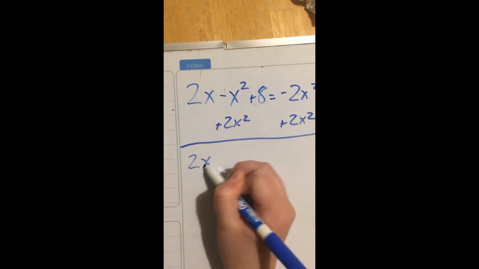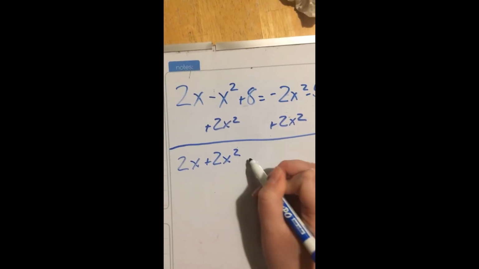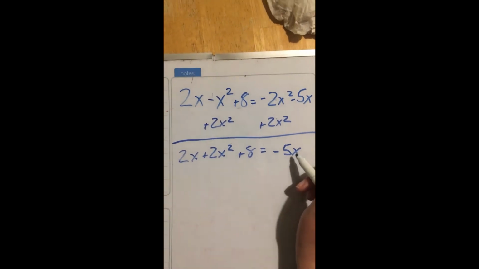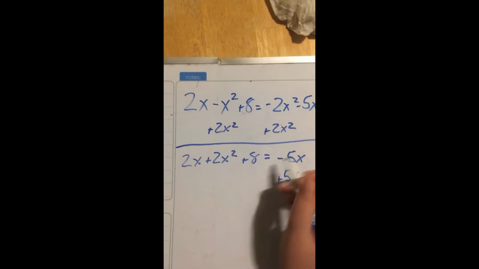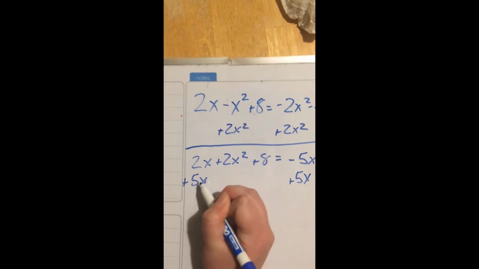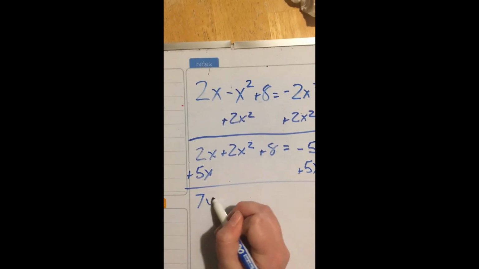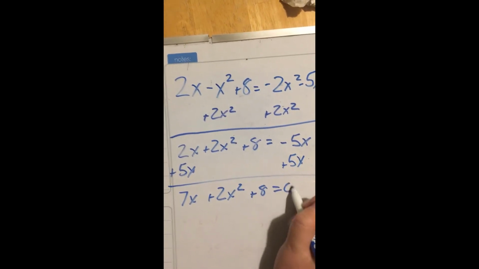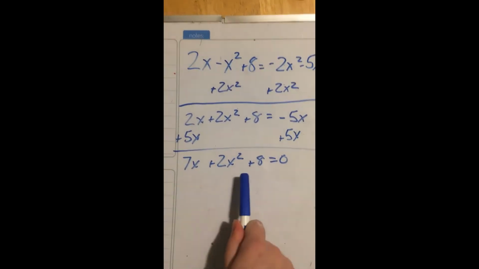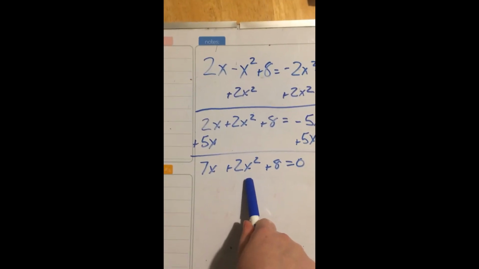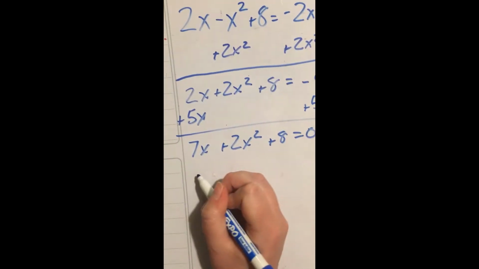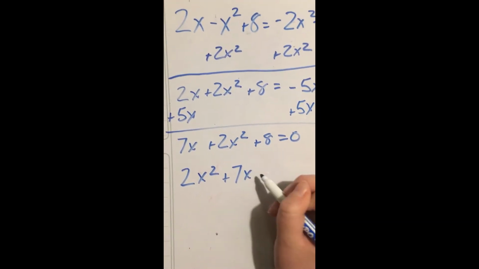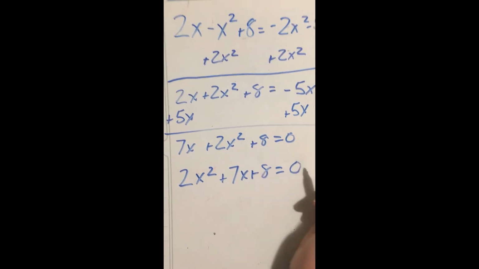So it's 2x squared plus 8 equals negative 5x. So we're going to add 5x to both sides now. We're left with 7x plus 2x squared plus 8 equals 0. But this is not in standard form, right? Because this isn't from greatest to least. So we just have to rewrite it: 2x squared plus 7x plus 8 equals 0.